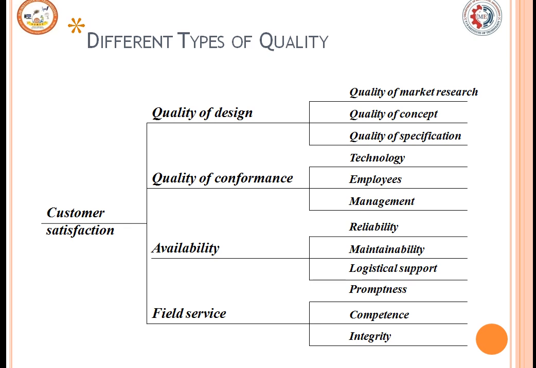What is quality of conformance? It is meeting the technology, satisfying the employees and the management. So stage by stage it goes. Management must put pressure on the employees to get a good quality product. So according to that, technology must be added. Availability tells reliability, maintenance, and logistics support.